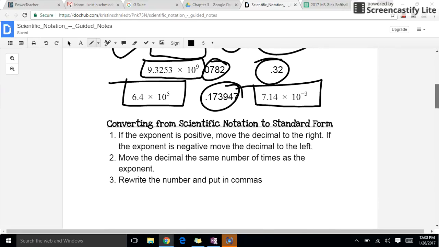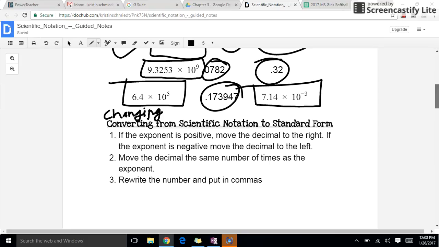So if we start with a number in scientific notation, something like this, and we want to turn it into standard form, so a whole number or decimal, these are the steps we take. Can I ask real quick? Converting, what's another word for converting? Is it change? Yeah, so we can say changing from scientific notation to standard form.